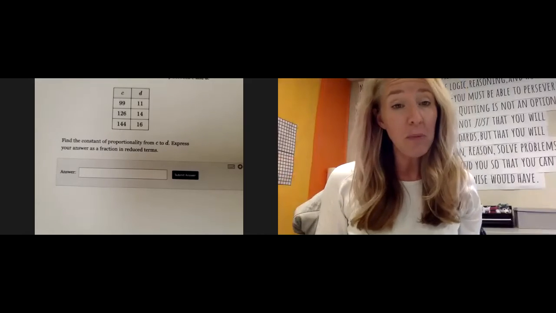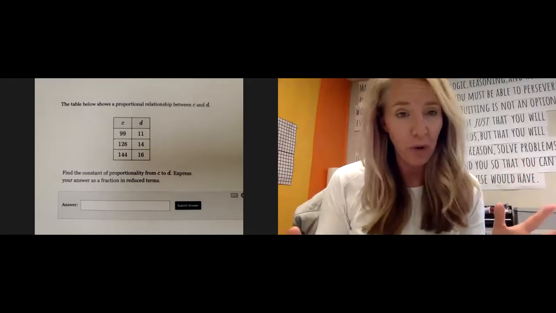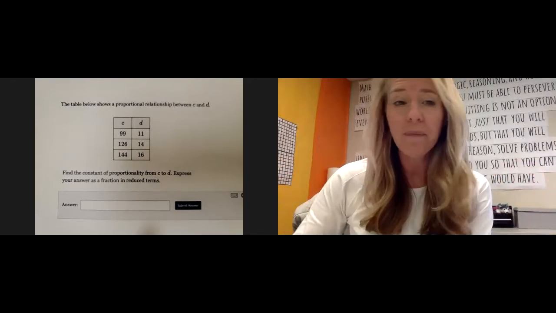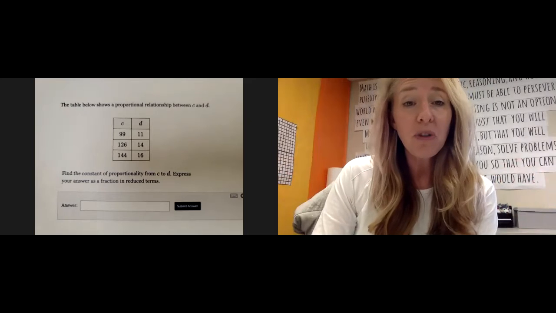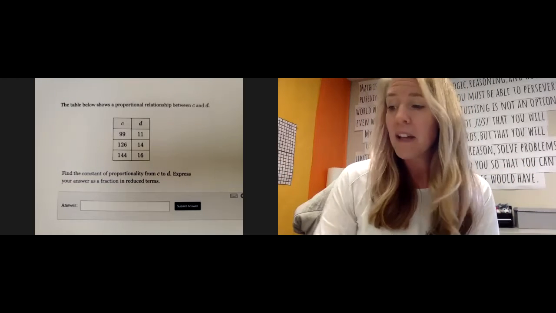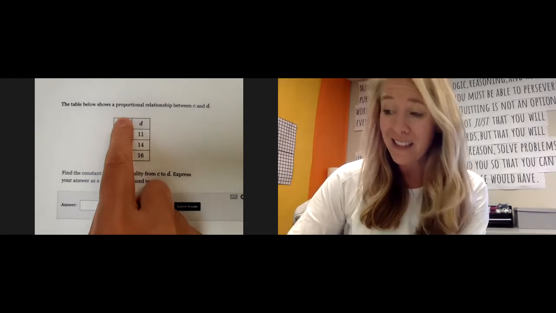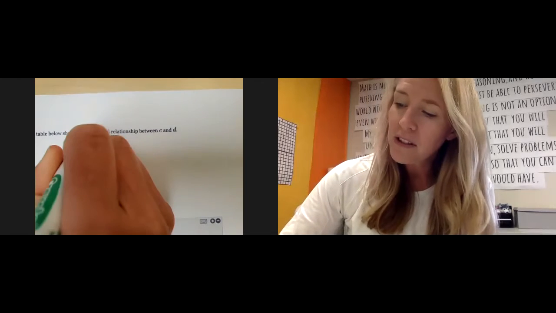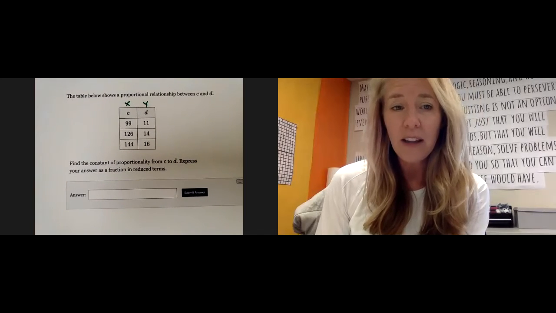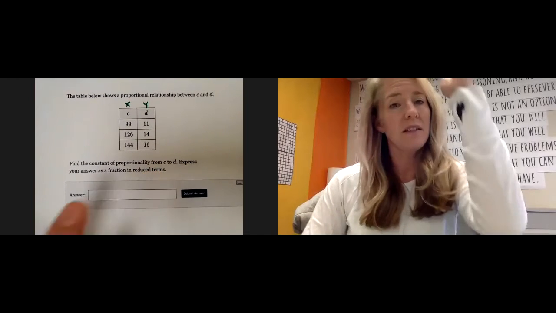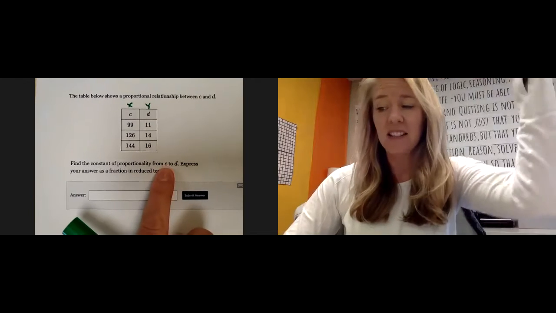Okay. Now you might also see something in chart form or table form or graph form. Okay. And on this particular one, not sure why it's a little bit blurry at the top there, but it says the table shows a proportional relationship between C and D. Now, whenever you see information and data listed out like this, it's going to be like your X and your Y. So don't let the C and the D throw you off. Okay. It's just like your X and Y. So the constant of proportionality is this or that, the Y per the X. In this case, the D to the C.